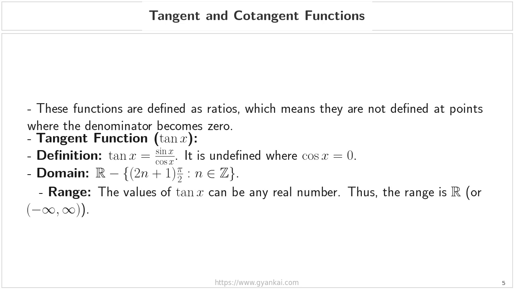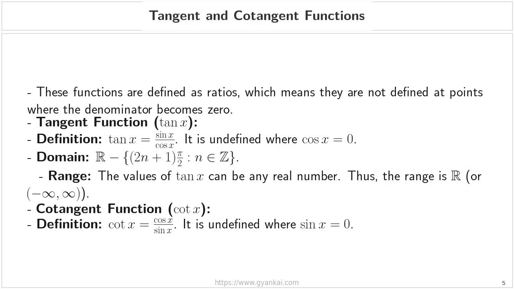Regarding the range, the values produced by the tangent function can be any real number. Therefore, the range is the set of all real numbers, extending from negative infinity to positive infinity. Similarly, let us look at the cotangent function. The cotangent of x is defined as the cosine of x divided by the sine of x.